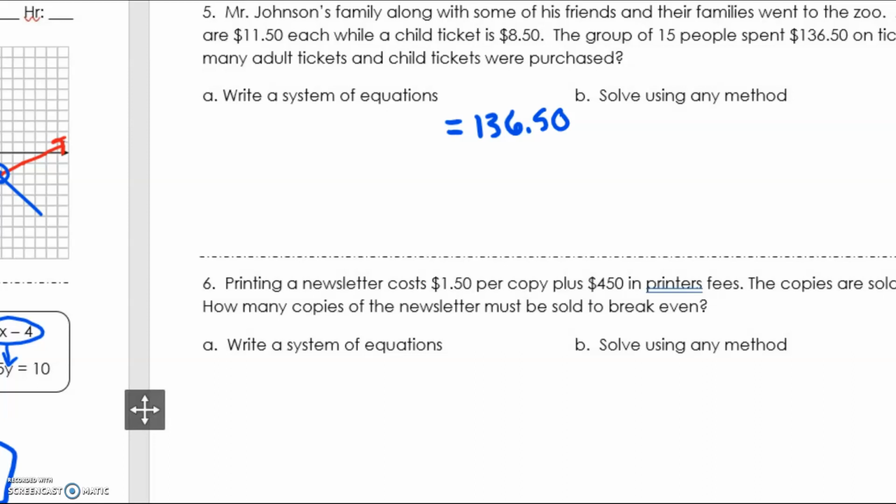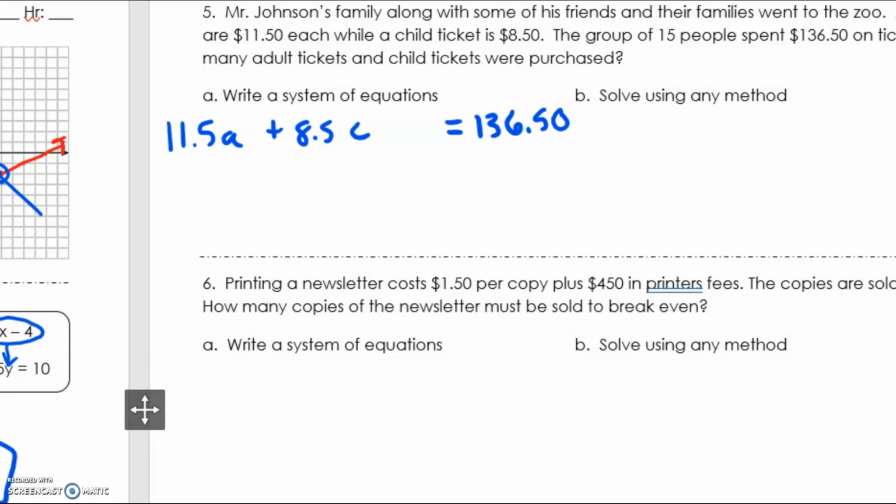I know that each adult ticket was $11.50, and I'm going to use A for adult tickets. So $11.50 times A, however many tickets that is, plus $8.50 times C. I'm trying to figure out how many tickets, of course. That's my first equation for the system, representing total price.